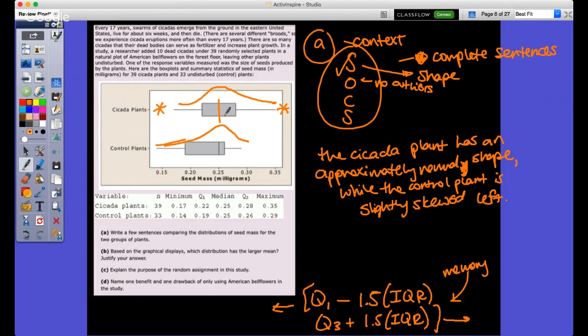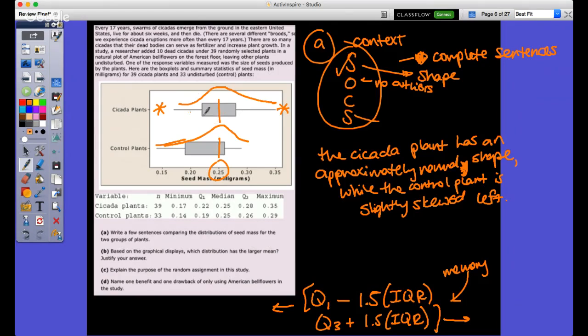Finally, my center: you'll see my median right here, the 50th percentile, is approximately the same. So I would say for cicada plants and control plants, the median is approximately the same, around 0.25 milligrams. It would be really good to put that number as well if I've got that. And then my spread: overall, I would say the spread of the data is approximately the same.